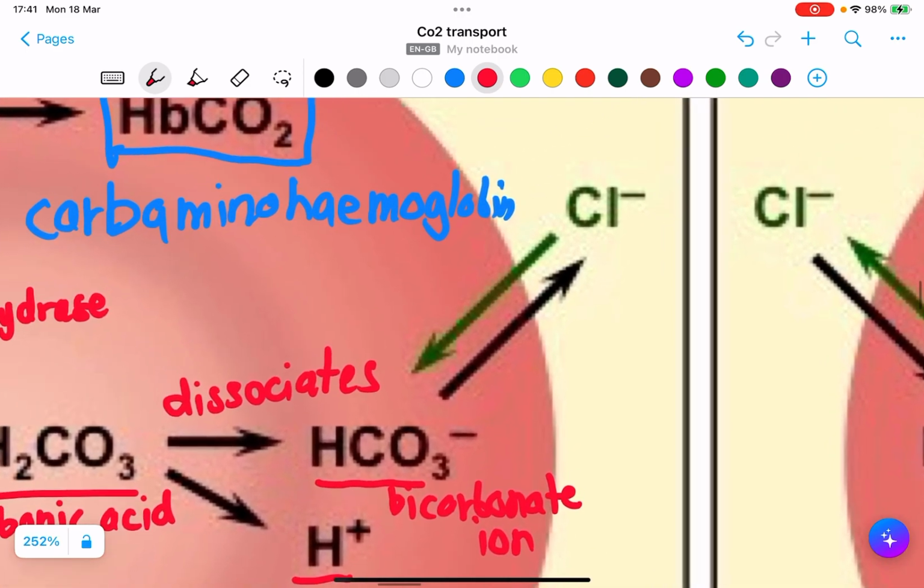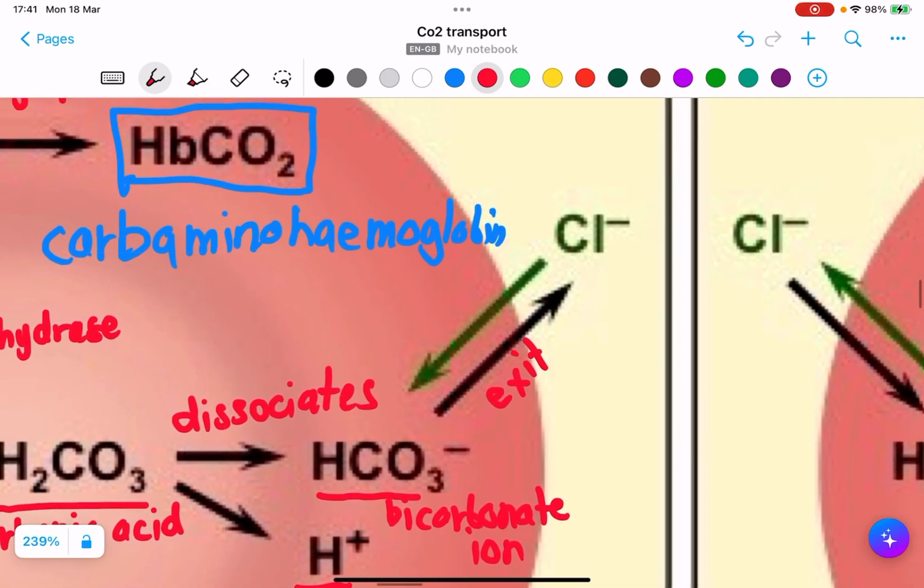Okay, kita tengok dulu apa jadi dekat bicarbonate ion. Bicarbonate ion, nampak anak panah tu dia keluar. Dia exit the red blood cell and enter the blood plasma. Ingat yang kuning ni blood plasma. So apa berlaku? Bicarbonate ion ni charge negatif. Dia exit daripada red blood cell, enter the blood plasma. So satu charge negatif daripada red blood cells telah hilang.